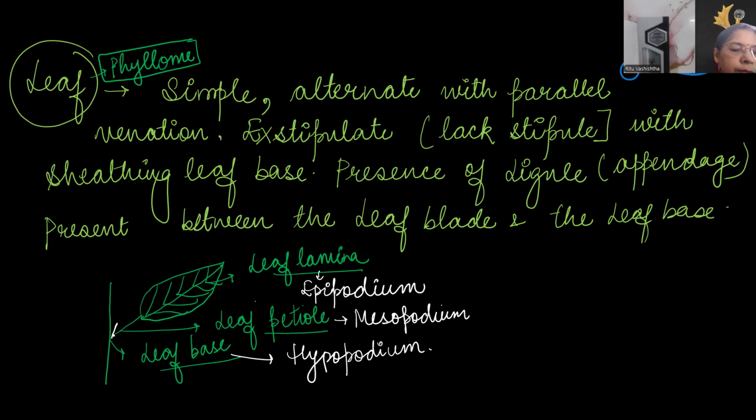At the same time, sometimes a structure is present at the leaf base, which is known as the stipule. If a stipule is present, such a leaf is termed stipulate. If it is absent, it is exstipulate. So here the condition is exstipulate.